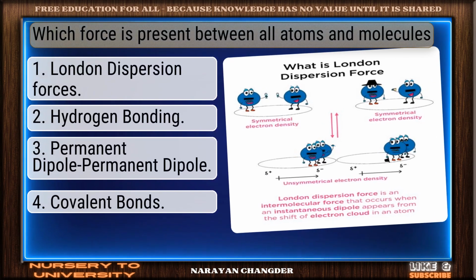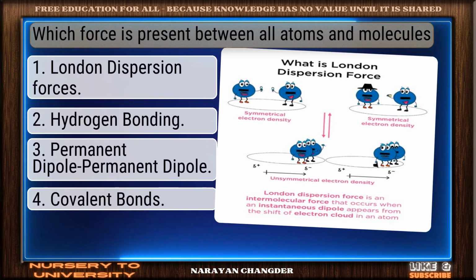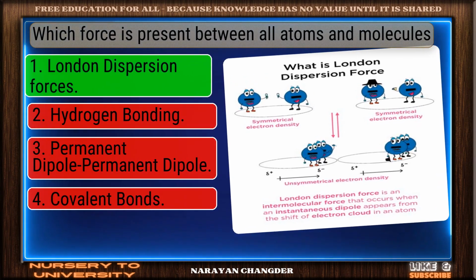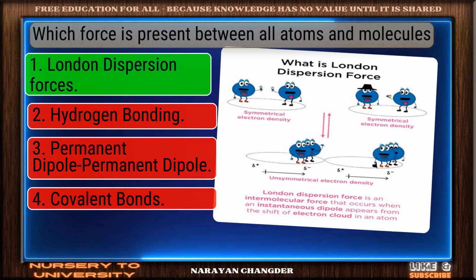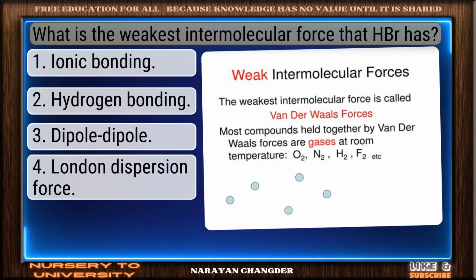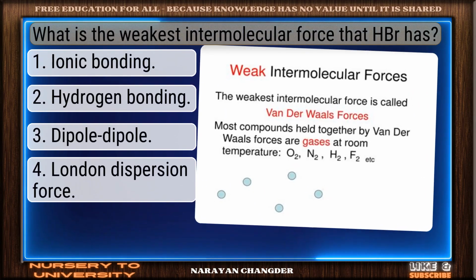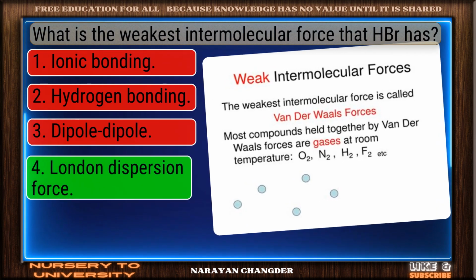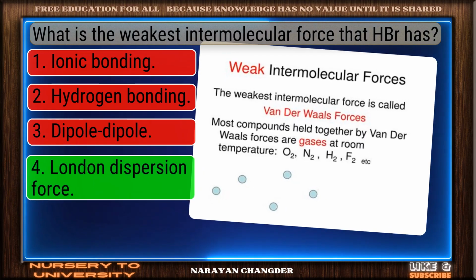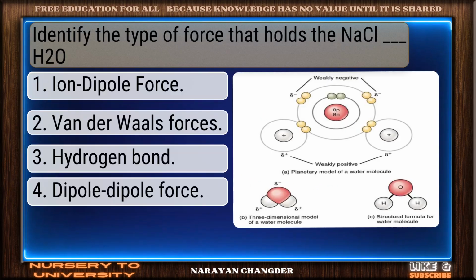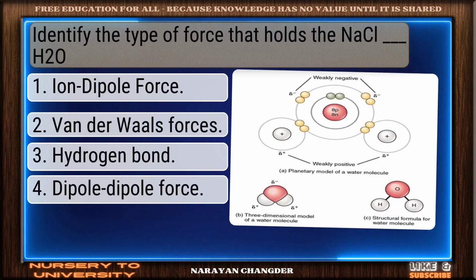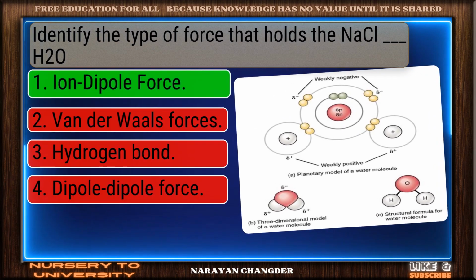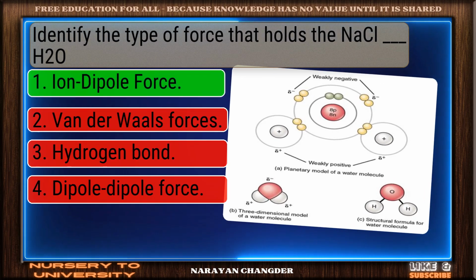Which force is present between all atoms and molecules? You're right. London dispersion forces is the correct answer. What is the weakest intermolecular force that H pair has? Well picked. London dispersion force is the correct answer. Identify the type of force that holds the knuckle-2. Smart pick. Ion dipole force is the correct choice.